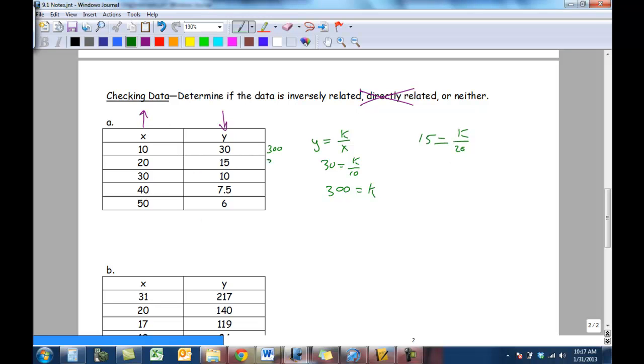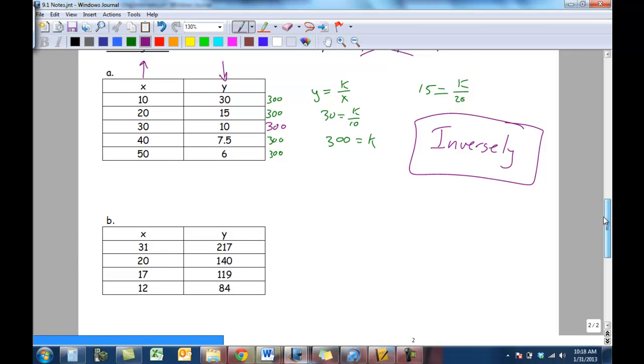20 times 15, 300. 30 times 10, 300. 40 times 7.5, believe it or not, 300. 5 times 6, 300. Since k is constantly the same in all of these entries, this indeed does vary inversely. Now, if one of these came out to be something like 250 or something different, then it would be neither. But as long as k is the same for all of these, this is inversely.